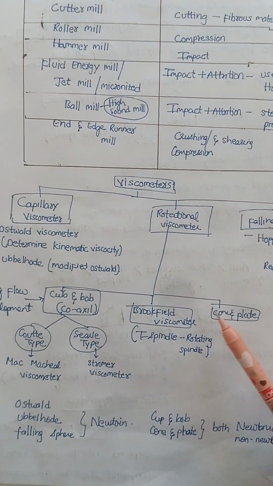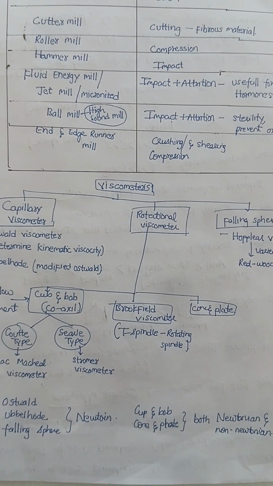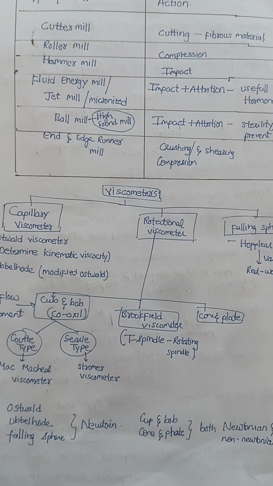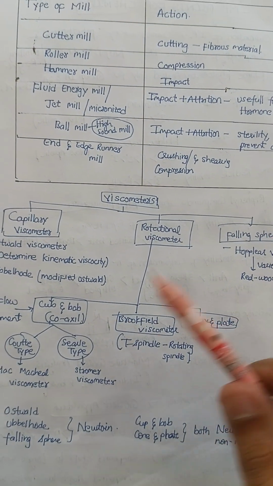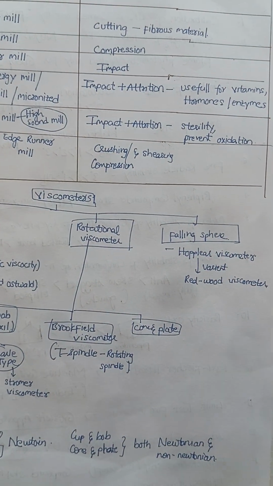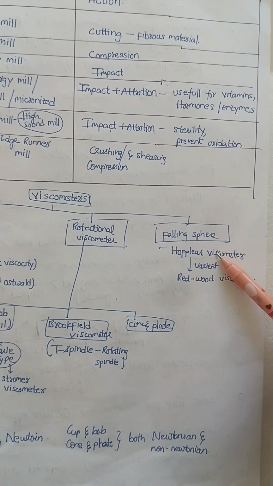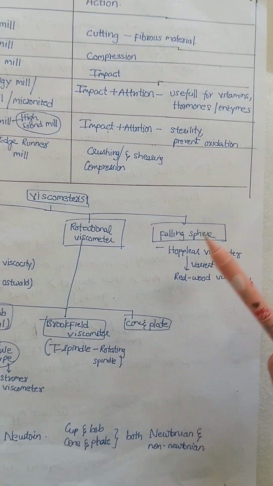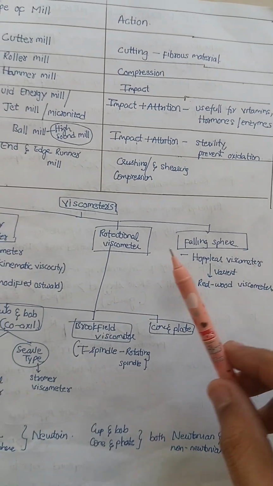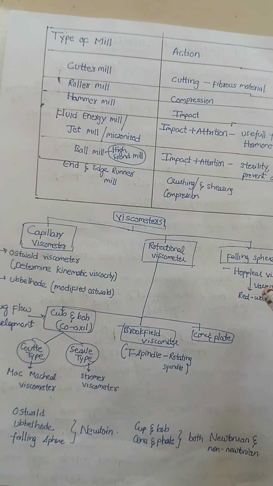Next is Brookfield viscometer. This viscometer looks like a T spindle, where the T part of the spindle will rotate and helps to determine the viscosity. The next is cone and plate. So these are the three types of rotational viscometer. The next is falling sphere viscometer. The example is Hoeppler viscometer. So Hoeppler viscometer comes under falling sphere viscometer, and the variant of this is the Redwood viscometer. So these are the different types of viscometers, the classification of viscometers.